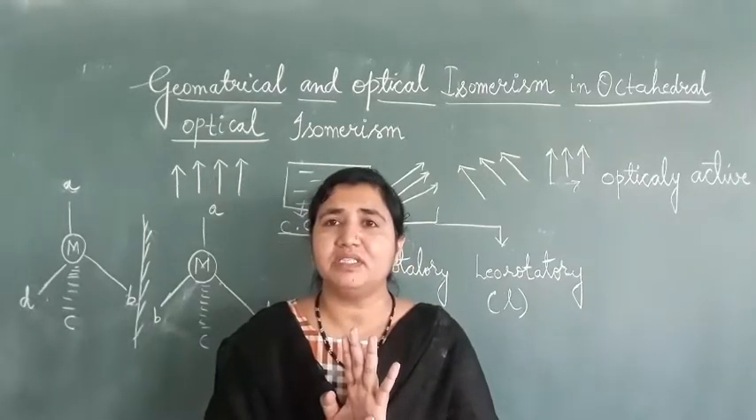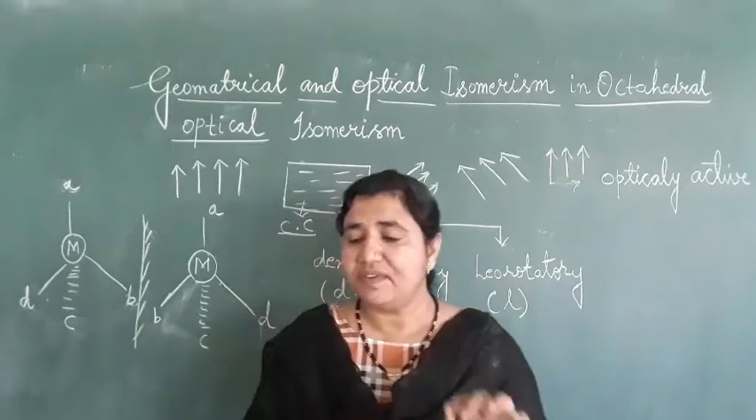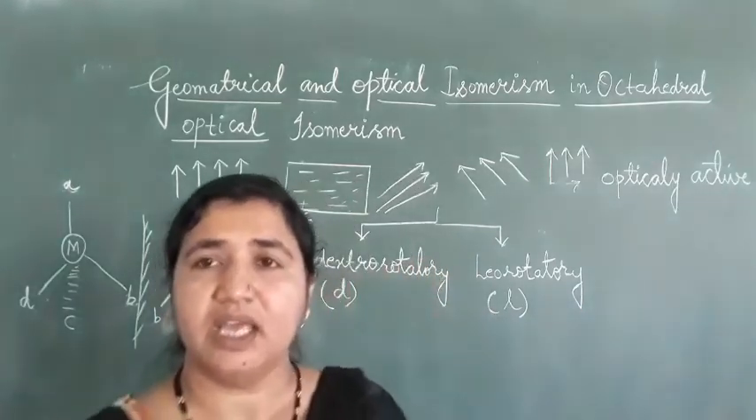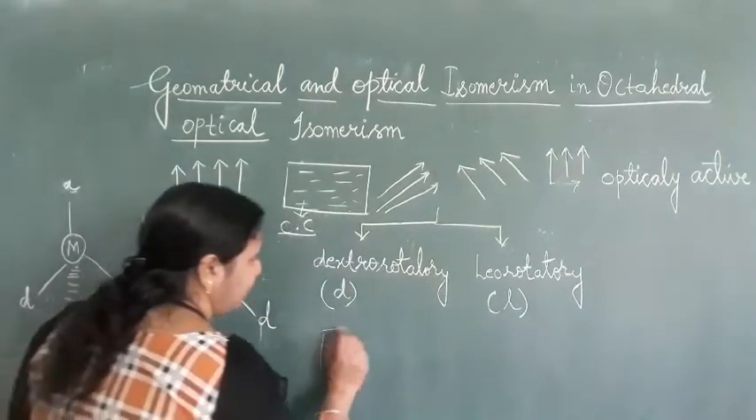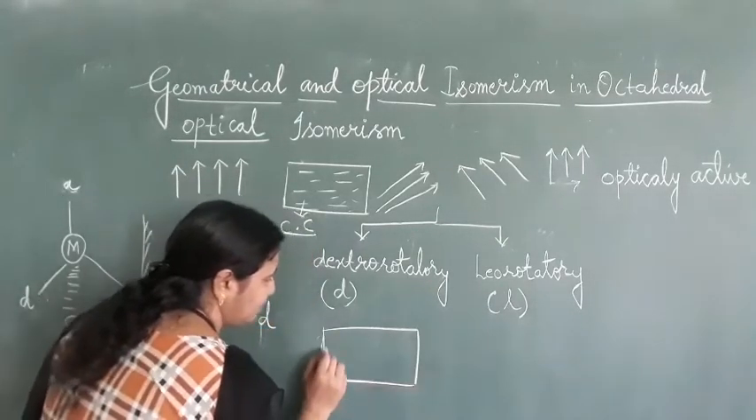Plane of symmetry means an imaginary line. If it passes through the structure, it will cut it into two equal halves. Suppose this is our square here.